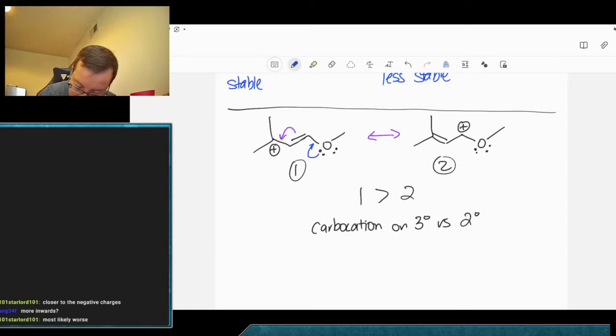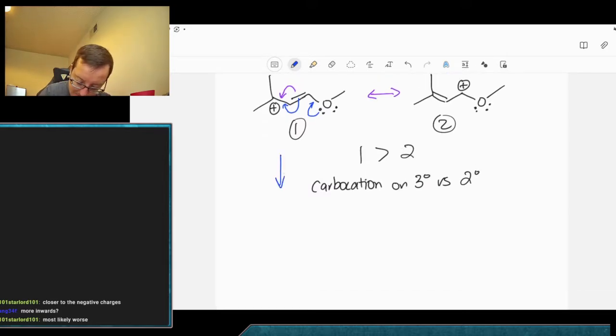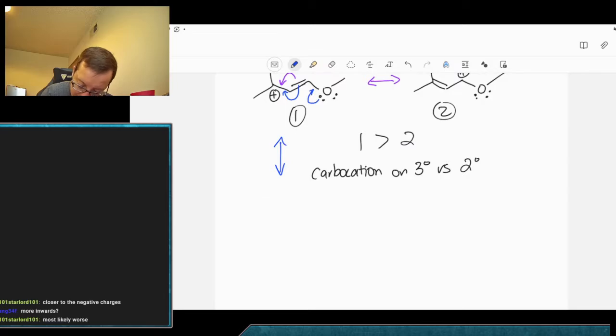And then we're going to keep on pushing our electrons over because we can't stop there. We can't stop next to the oxygen because then that carbon is going to have 5 bonds. So we keep on resonating. If we do that, we end up with this molecule.